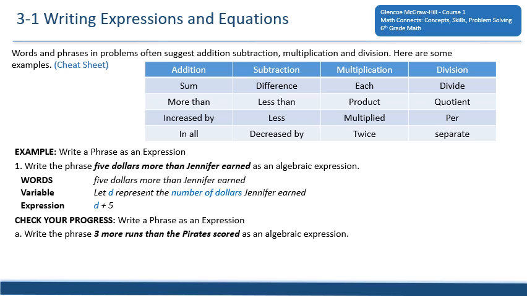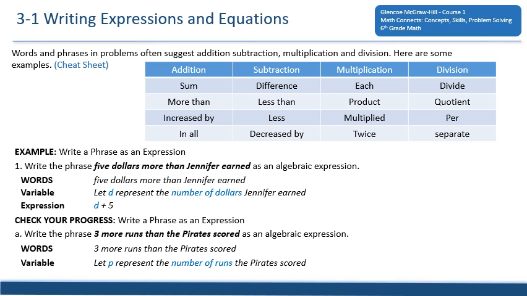Check your progress. Write the phrase 3 more runs than the Pirates scored as an algebraic expression. So in words, we care about 3 more runs than the Pirates scored. So the variable, we're going to let P represent the number of runs the Pirates scored. And the expression will be P plus 3. And the key: more runs than. So more than, if you take the runs out, P, the number of runs the Pirates scored, plus 3.